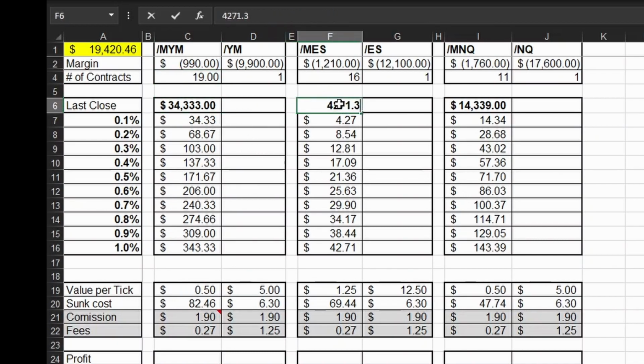The prices you see here are the closing price for each index on Friday, June 25th. So the Dow Jones closed at 34,333. The ES closed at $4,271.30. Not sure where the 30 cents is from, but that's what the brokerage showed me. And for the NASDAQ, it closed at $14,339. And what I did here is really I broke it down to what 0.1% is, 0.2%, up to 1%.